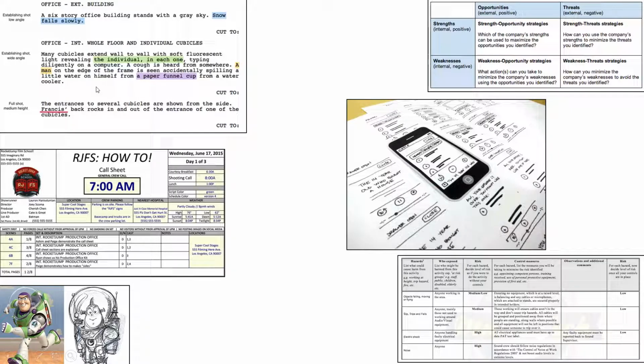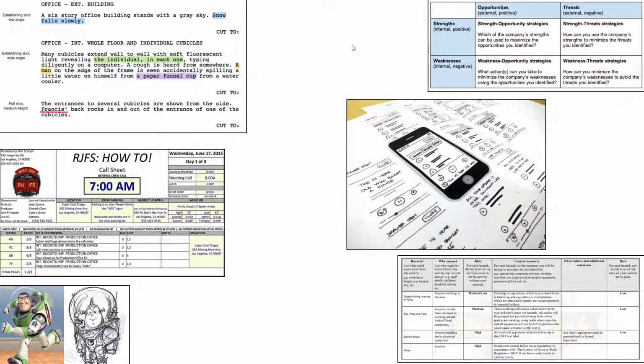This is kind of what you would need to produce if you're asked to produce a shooting script in your exam. There should also be some dialogue in there, some people talking. You see that they've put office, EXT for exterior, building. They've got the transitions here, camera angles here.